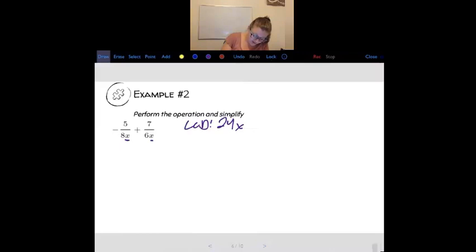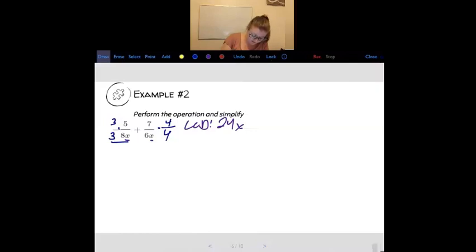So for negative 5 over 8x, I'm going to multiply this one by 3 over 3, and the reason why is 3 times 8x is 24x. For the fraction on the right, I'm going to multiply by 4 over 4. So let's see what we have.